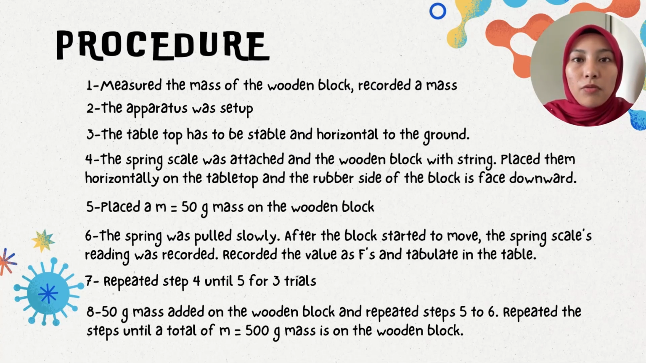Number 8, add a 50 gram mass on the wooden block and repeat steps 5 to 6. Repeat the steps until a total of M equals 500 gram mass is on the wooden block.